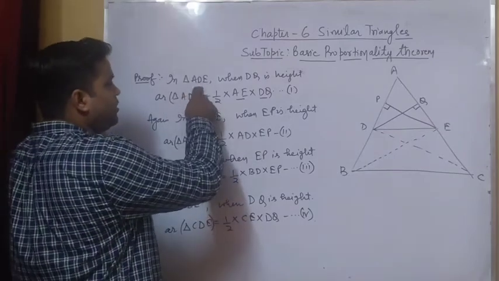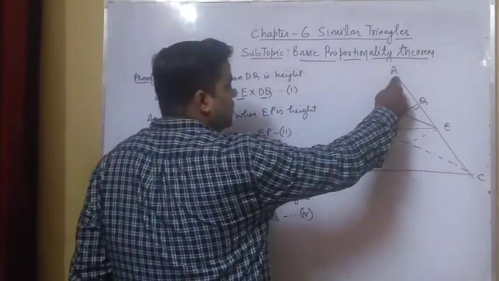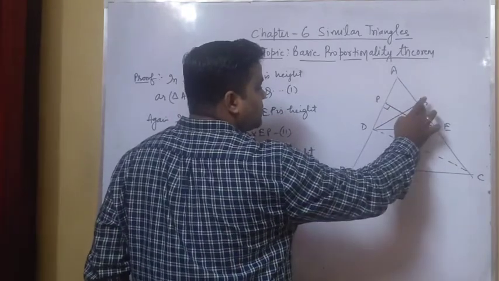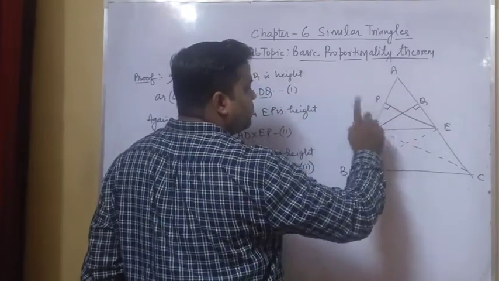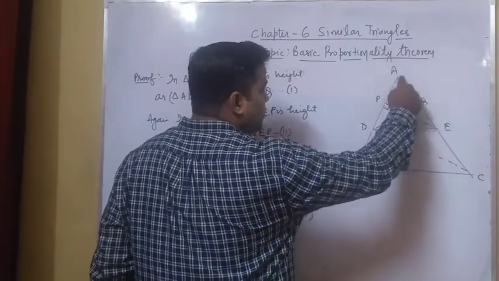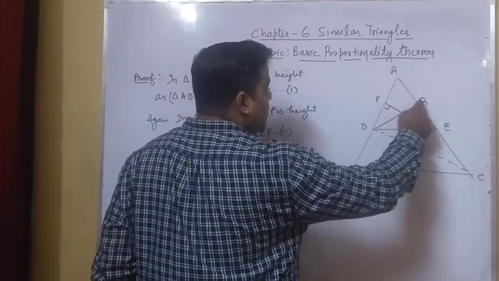First of all, we look at triangle ADE. Here DQ is the height in that case. So here we can apply the formula of half into base into height. Here A is the base and DQ is the height.